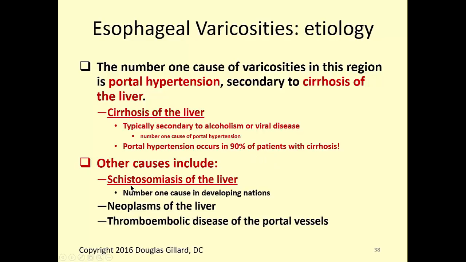Other causes: schistosomiasis of the liver. Those worms can get in there. That is actually the number one cause in developing nations, but not in the West or developed countries. You can have tumors of the liver, thromboembolic disease. What's that mean? Well, it's an embolism that has come from a thrombus formation, which we're going to talk about. But you can have an embolism stuck in the portal vein as well.